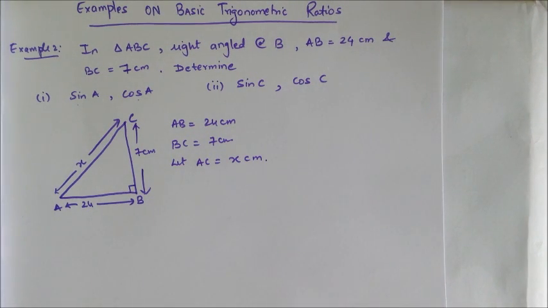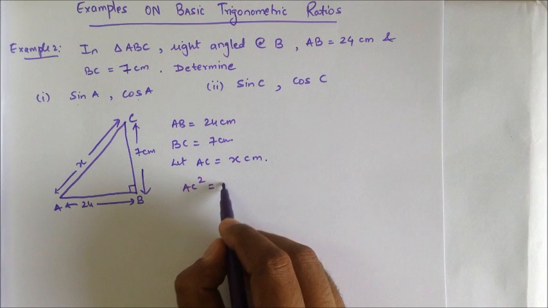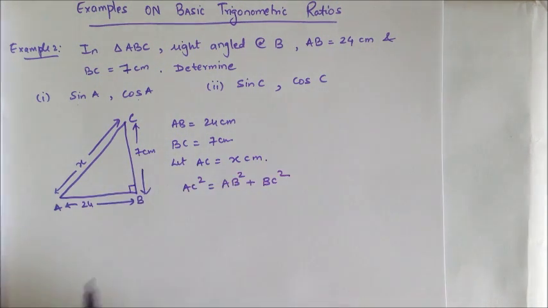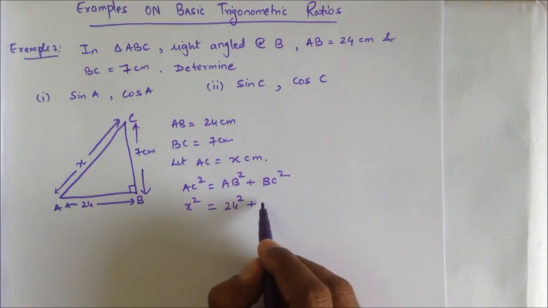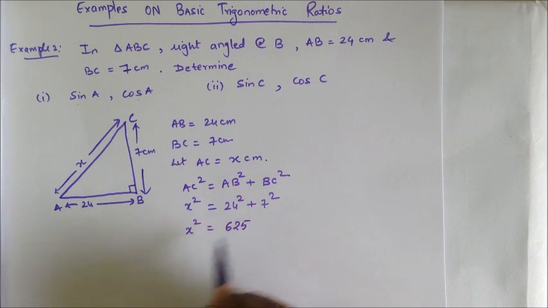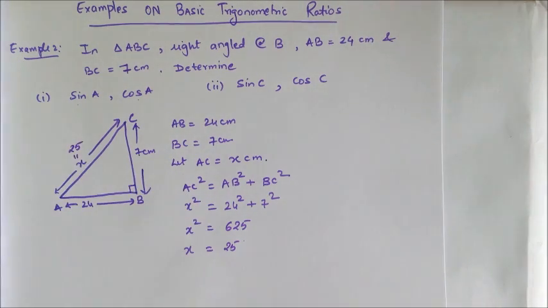So as in the earlier question, we'll use the Pythagoras theorem, which says the hypotenuse square would be equal to base square plus the perpendicular square. Therefore X square would be equal to 24 square plus 7 square. X square would come out to be 625. X is equal to 25. Therefore the length of the hypotenuse would be 25.